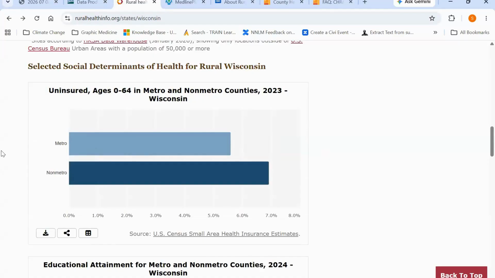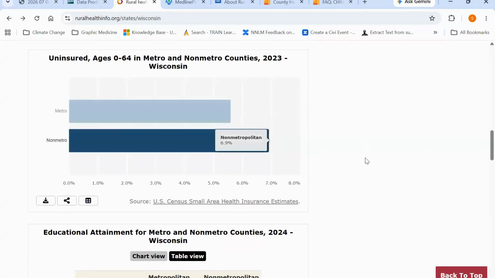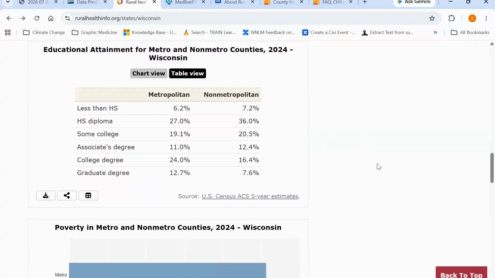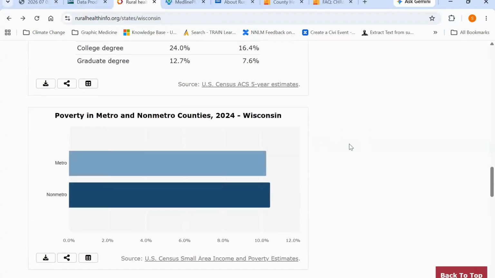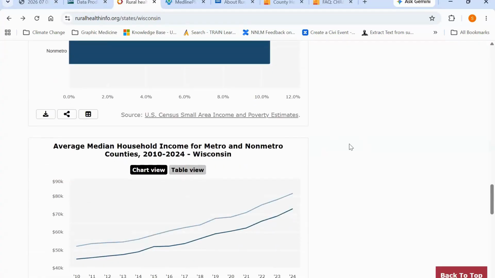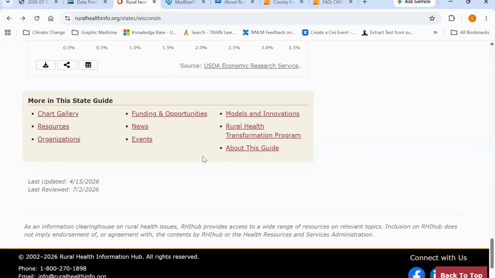Then you get into your charted information on some of the social determinants of health. So specifically for Wisconsin, uninsured, metro versus non, educational attainment. And so you can see that it's all laid out in very clear, very easy to read charts. And then you get down here.